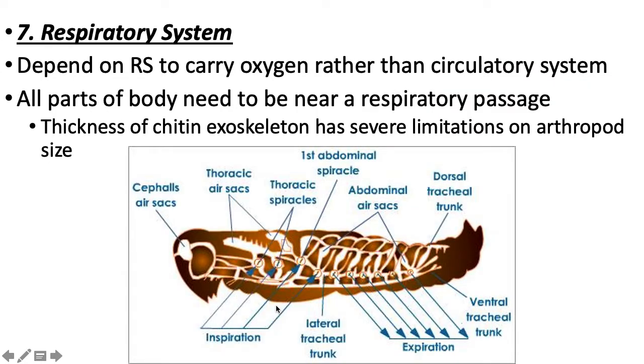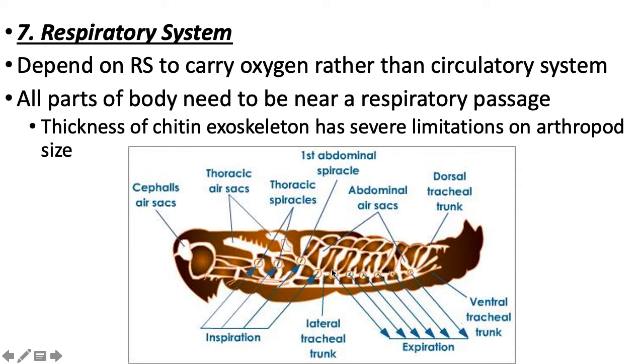The respiratory system is really unique in insects. It depends on the respiratory system instead of the circulatory system to bring oxygen to those cells. So it depends entirely on the respiratory system to get the oxygen that it needs. All parts of the body need the respiratory passages, and we have tiny little openings in our armor called spiracles. But the thickness of the exoskeleton does put a lot of limitation on the respiratory system.